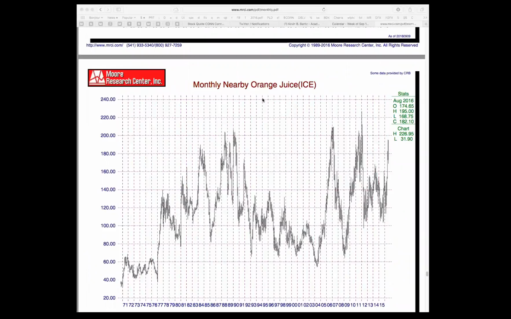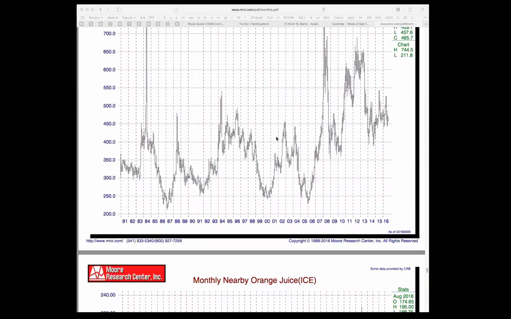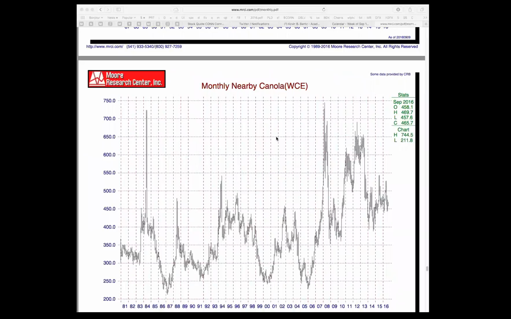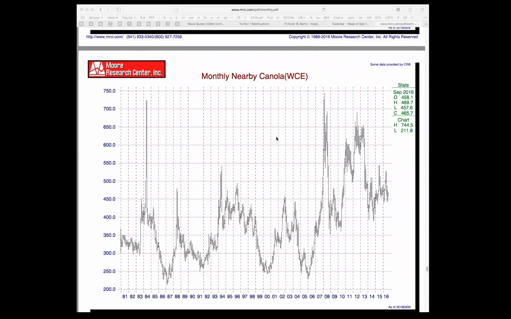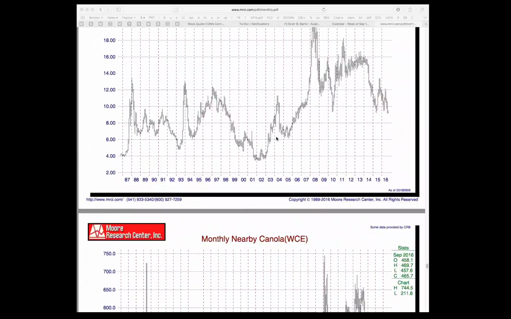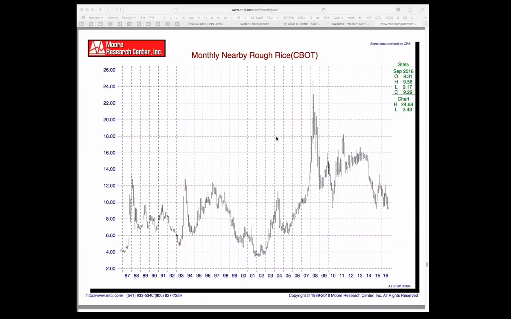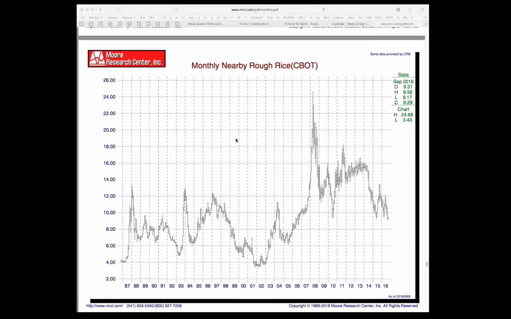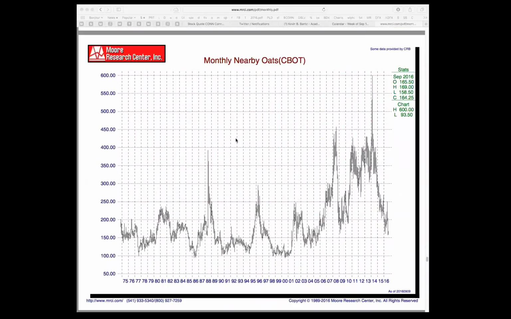Orange juice looks like it's getting a little toppy here, but watch out for one last swing into the late winter. Canola looks like it's stalled, sideways to down. Rough rice, sideways. Be careful of this one here because it could poke through here and then take off. But this looks like it broke. It's basically sideways to down. Three quarters of the planet eats rice every day.